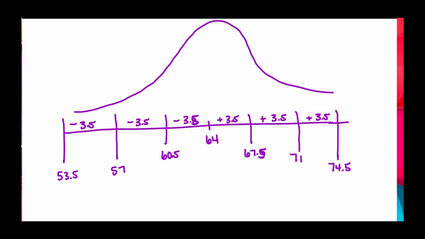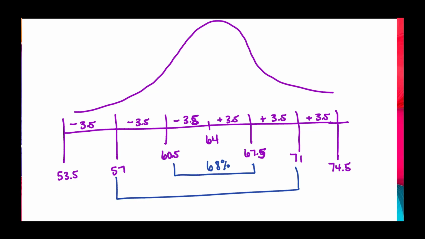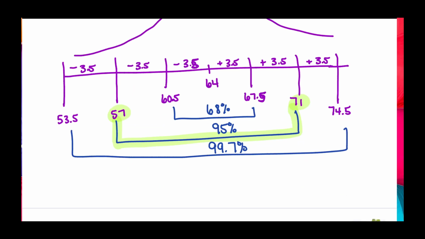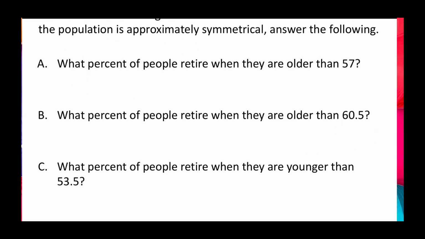So again, 1 standard deviation each way is 68%. 2 each way is 95%. 3 each way is 99.7%. So answering the questions, the first question is what percent of people retire between the ages of 57 and 71? Well, that is 95%. So I'll put that right here.